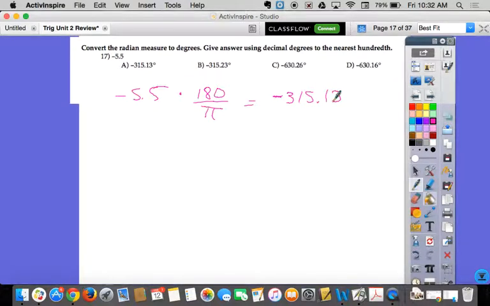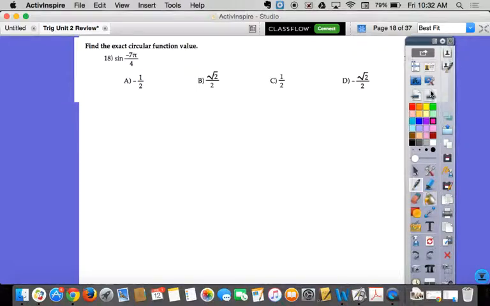-315.13. So option A. Hopefully these aren't a big deal. Just make sure that whichever one you want to go to, that's the one you put on top. Okay, moving on to fun stuff.